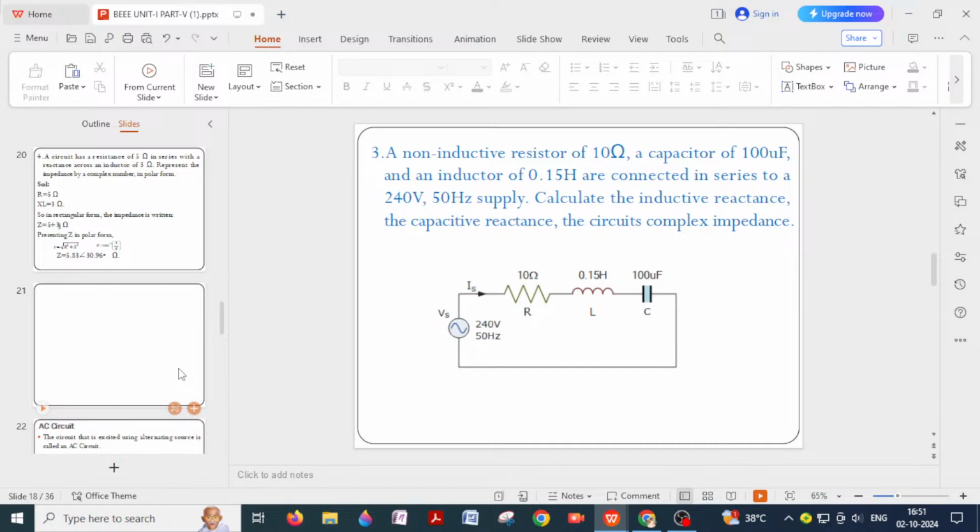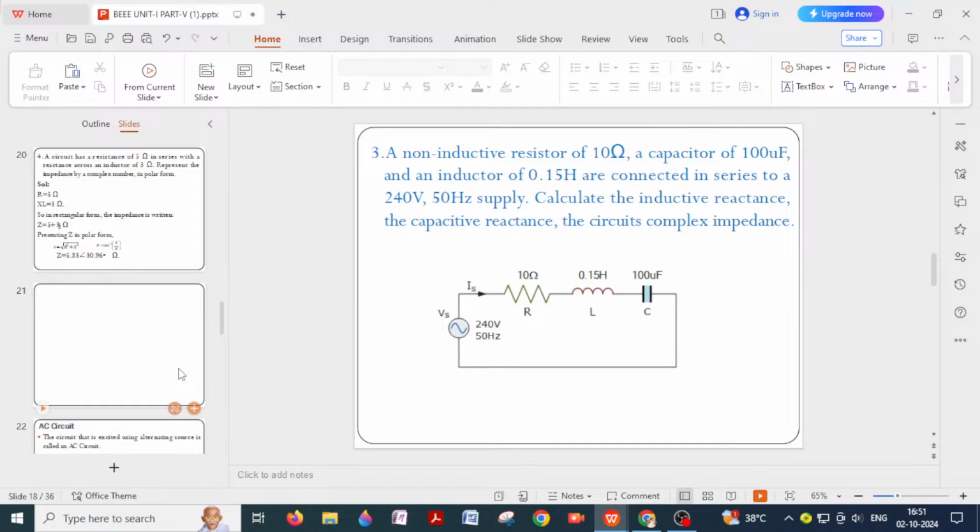2 pi FL. XL is equal to 2 pi FL. F is given as 50. L value is what? 0.15. You know 2 and pi are constant. Just substitute it: 2 pi into F value 50 into L value 0.15. Just solve it. You will get 47.13 ohms.